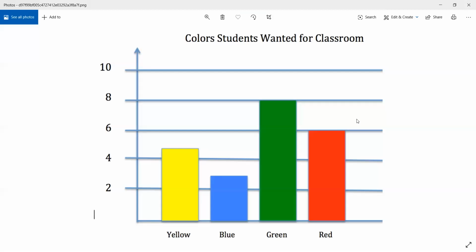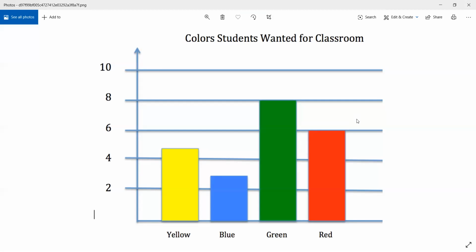Let's suppose we are trying to find out the colors students wanted to paint their classrooms, the different colors that they wanted to use. Now in this, you can see that 5 people wanted to color their classrooms yellow, 3 people wanted blue, 8 people wanted green, and 6 people wanted red. So you can understand the majority.